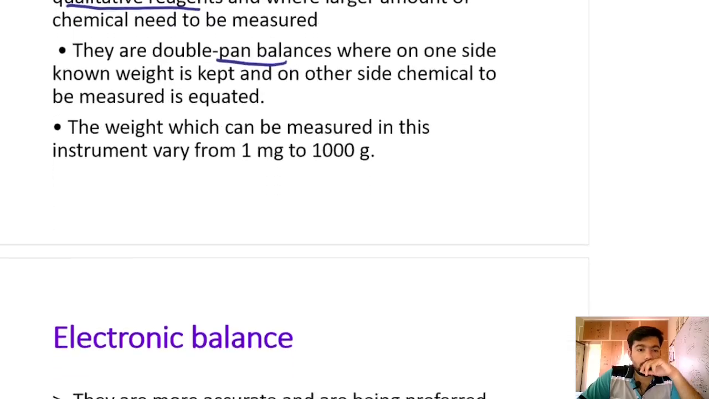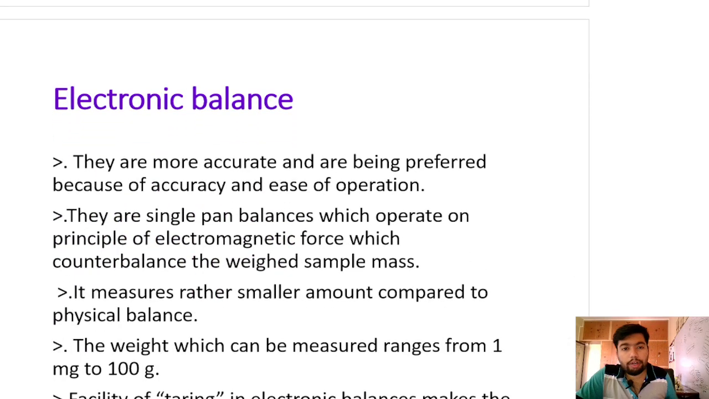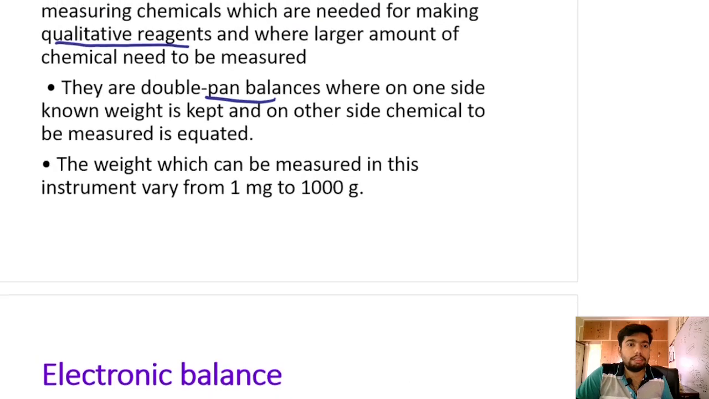Electronic balances are more accurate in nature. They are being preferred because of accuracy and ease of operation. They are single pan balances. Here, in the electronic balance, you can see there is a single pan.